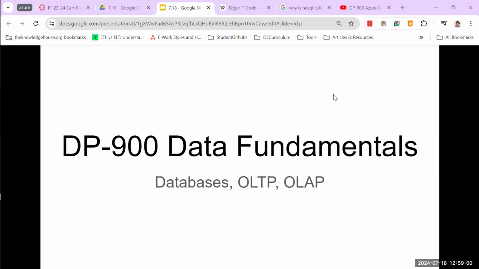Before we get into talking about specific products, let's take a very broad overview of the concept of a database, and some important ideas and maybe even some history of databases. Again, we'll go back to the history.